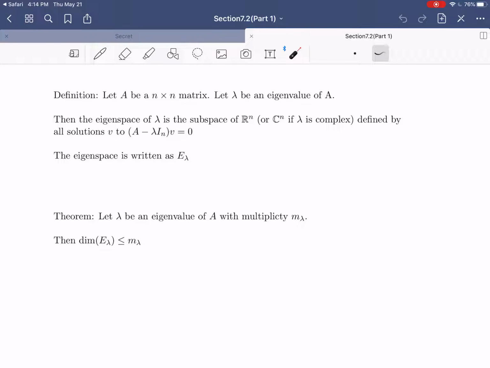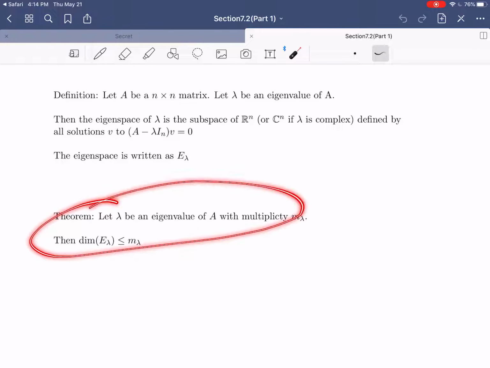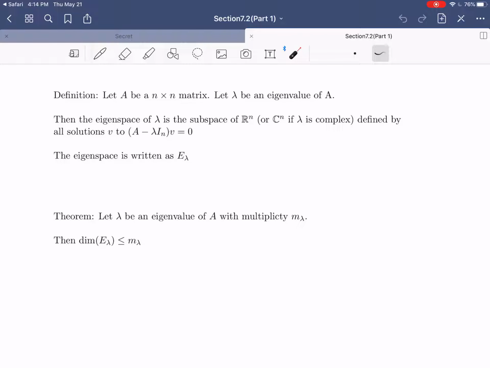So this theorem then says that the dimension of the corresponding eigenspace is less than or equal to that multiplicity. In other words, the dimension is always limited by the multiplicity. So you will never have the dimension of the eigenspace be greater than the multiplicity, though you may have it less than that multiplicity. Now, this theorem is actually a pretty complex one to prove. If you look in your textbook, they just quote another textbook that's a little bit more advanced that runs through a proof of that.